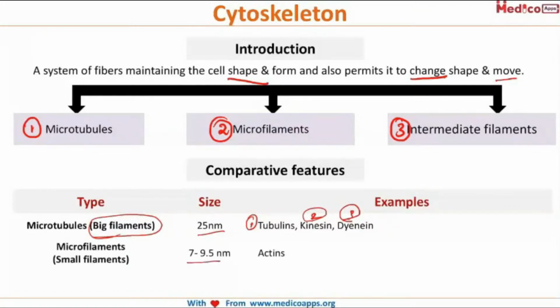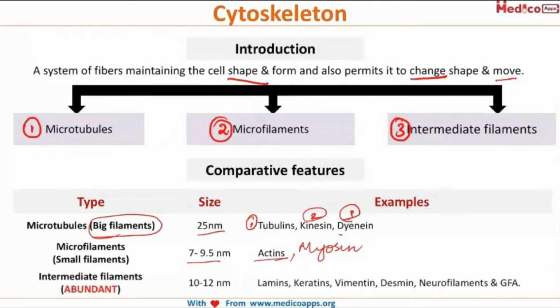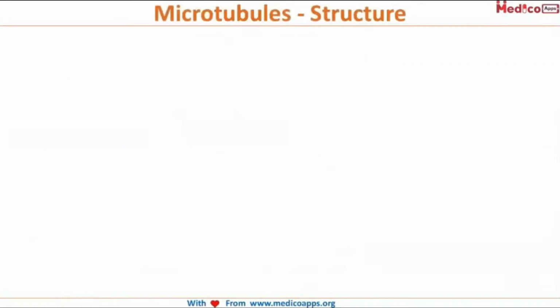Now the second one is microfilaments. These measure about 7 to 9.5 nanometers. The important one is actin, and actin is always paired with myosin. And the intermediate filaments are the most abundant type of filaments. They measure 10 to 12 nanometers in size, and the various types of intermediate filaments are lamins, keratins, vimentin, desmin, neurofilaments, and GFAP.